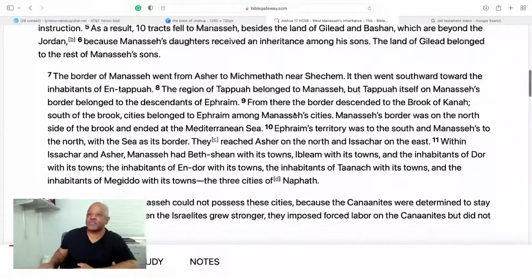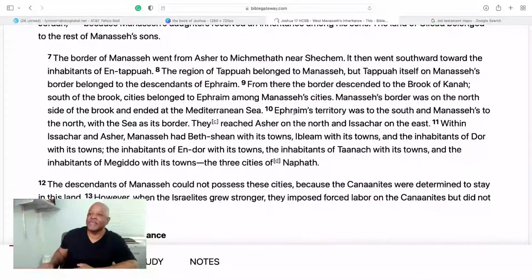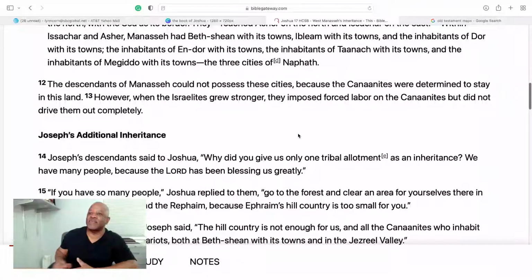All right. Then it says, I want to skip down to verse 12. The descendants of Manasseh could not possess these cities because the Canaanites were determined to stay in this land. However, when the Israelites grew stronger, they imposed forced labor on the Canaanites, but did not drive them out completely.